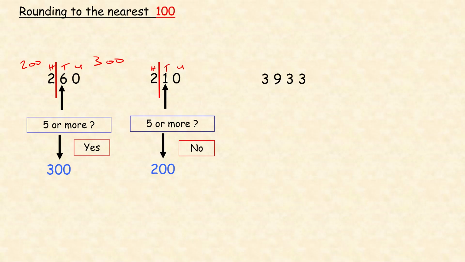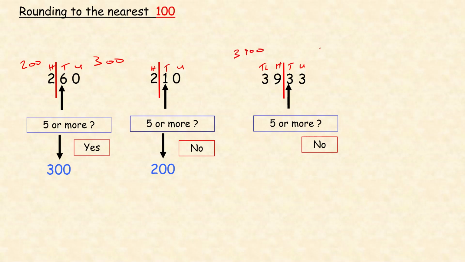Let's have a look at this. Ooh, 3,933. So we've got units, tens, hundreds, and thousands this time. Since we're rounding to the nearest 100, we draw our line here and we look at our tens. Okay, so we check this number here, the 3. Is it 5 or bigger? No, it's smaller than 5. Now, 3,933, that's going to be between 3,900 and 4,000. Since it's 3, we're going to round down to 3,900.